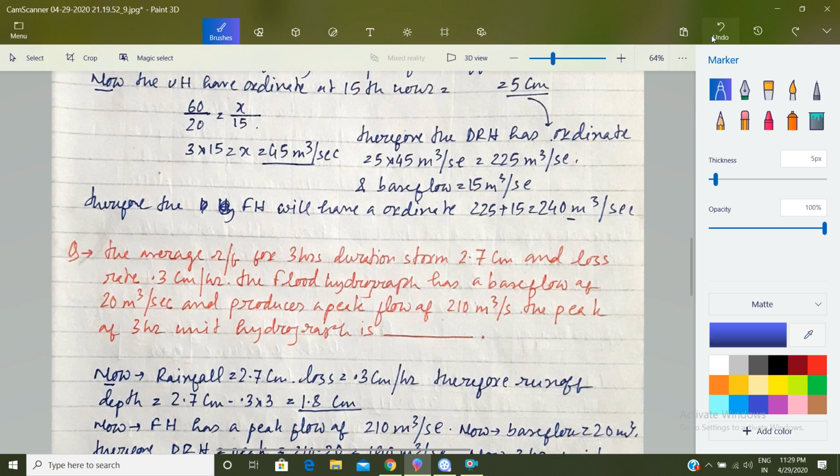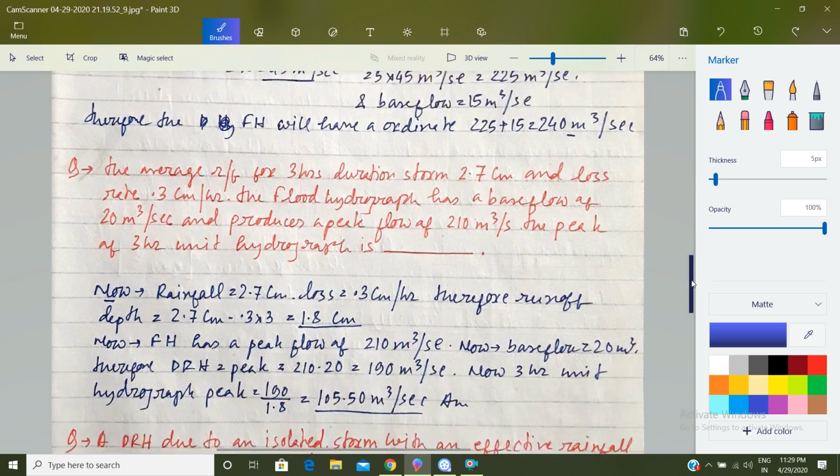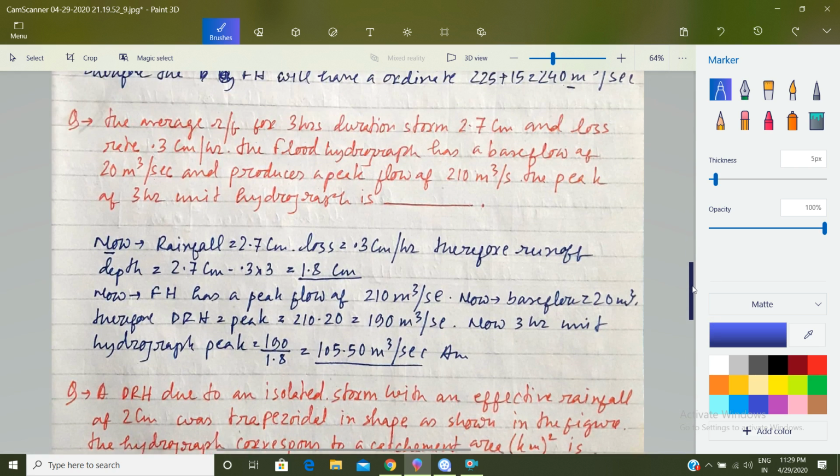Now see the next numerical. The average rainfall for a 3-hour duration storm is equal to 2.7 centimeter. This is a 3-hour duration storm. Just try to understand these words. Okay, 2.7 centimeter is the depth, and the loss rate is 0.3 centimeter per hour, meaning in 3 hours the total loss will be 3 into 0.3 equal to 0.9 centimeter.